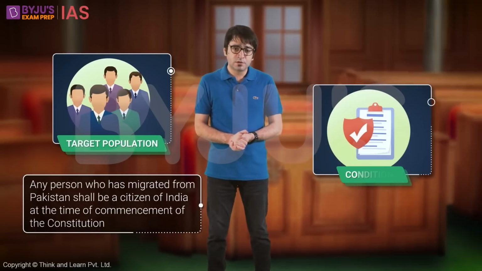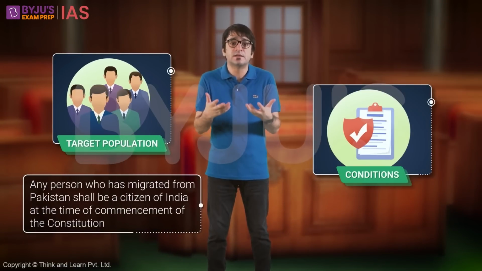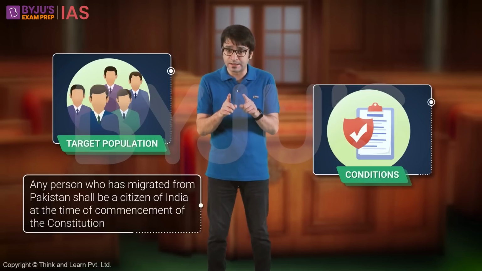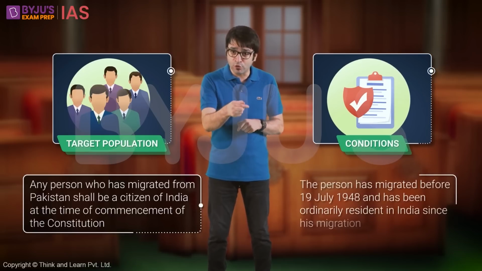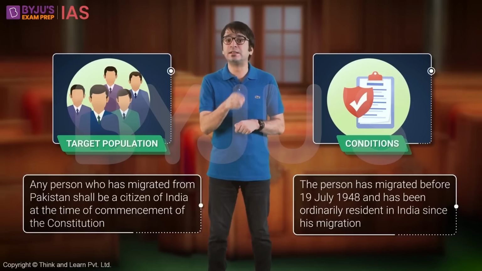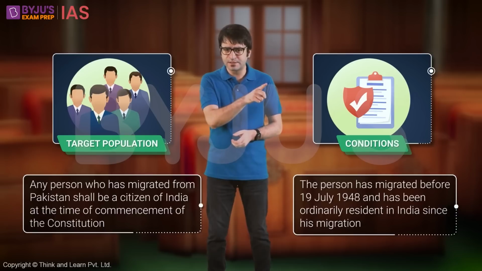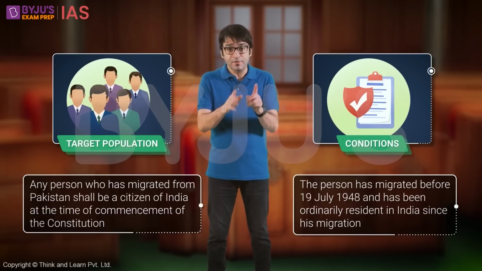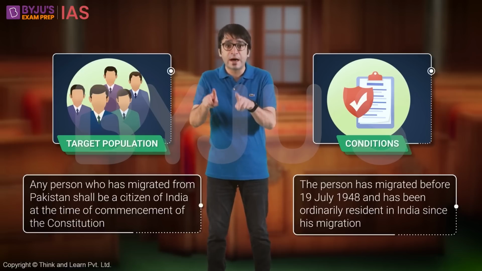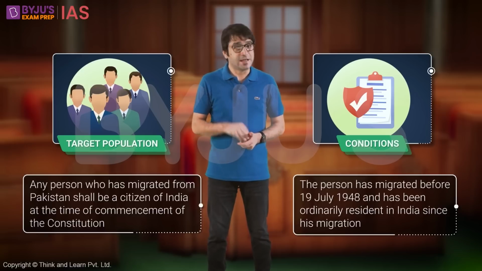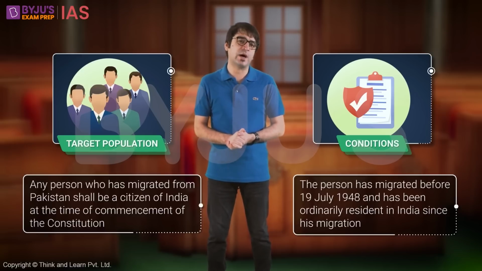The conditions to qualify as a citizen under this article are decided on the basis of whether a person has migrated before or after July 19, 1948. Why July 19, 1948? Do you remember the permit system that was introduced on this date, due to which only people with prior permission from the government would migrate? Yes, that made this date a significant one.